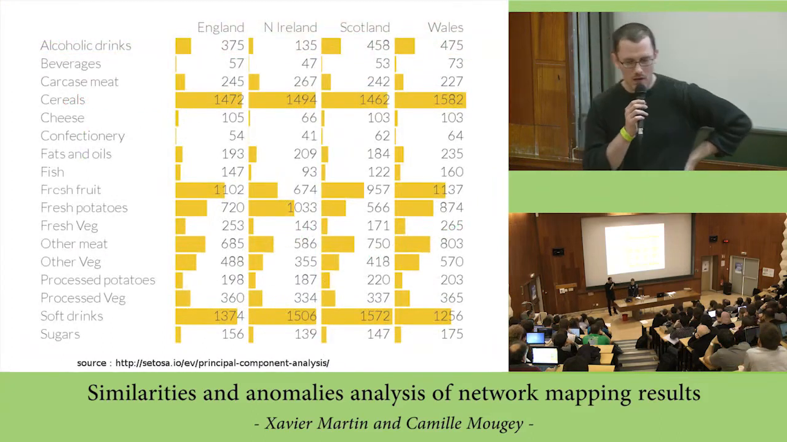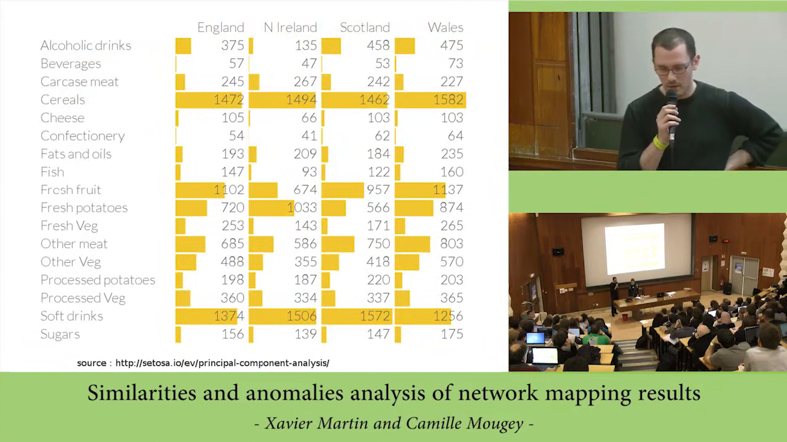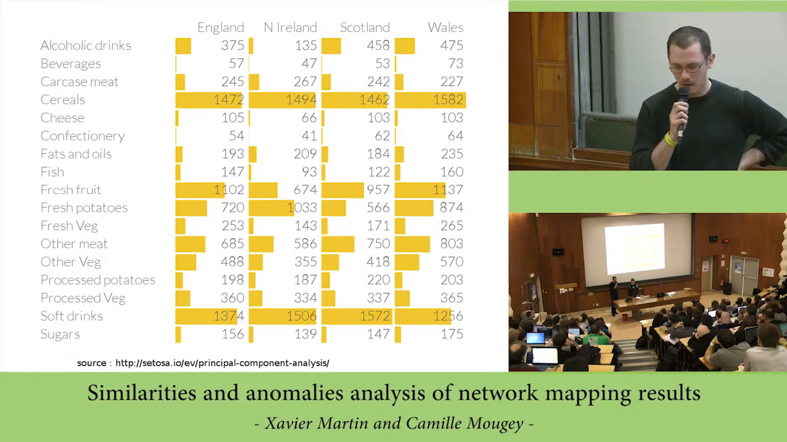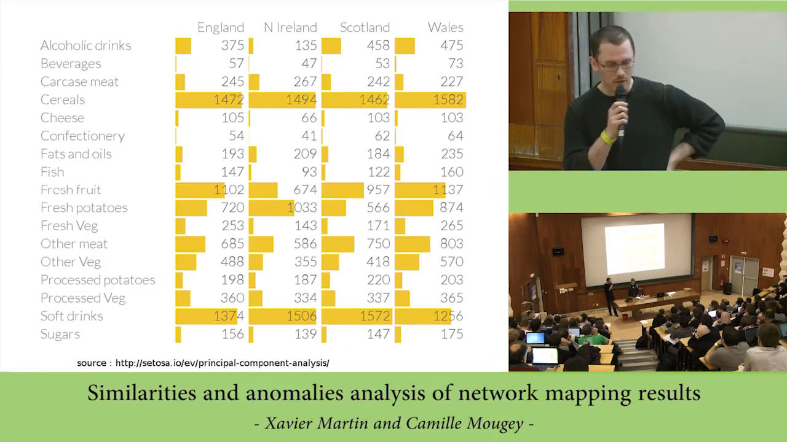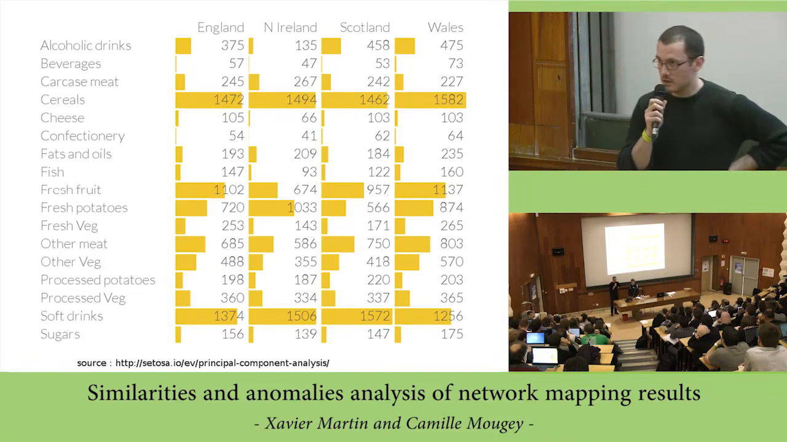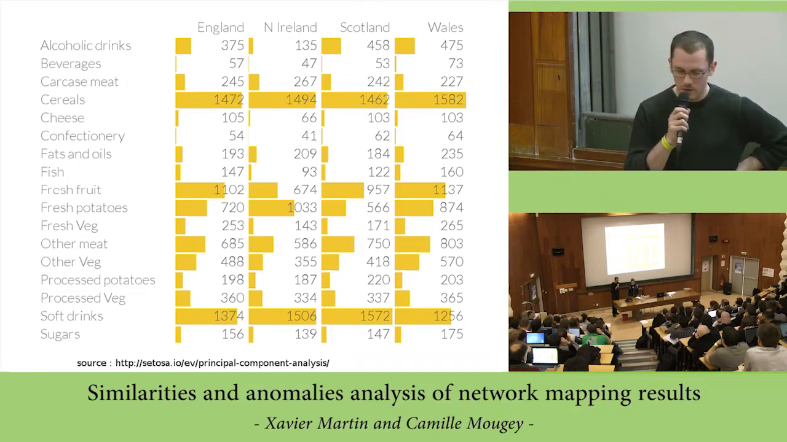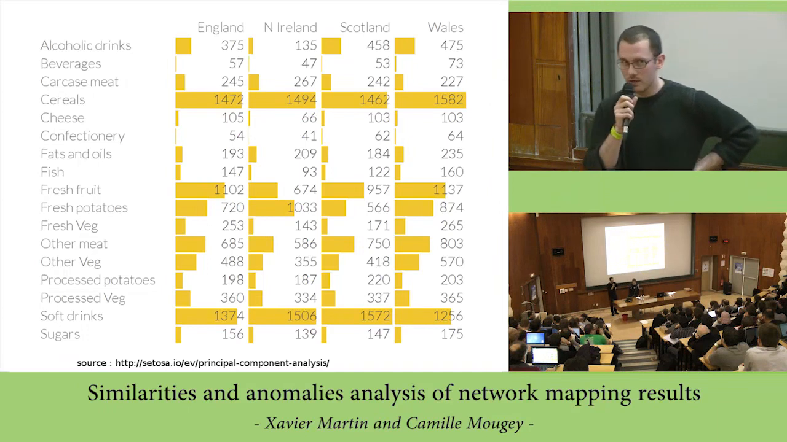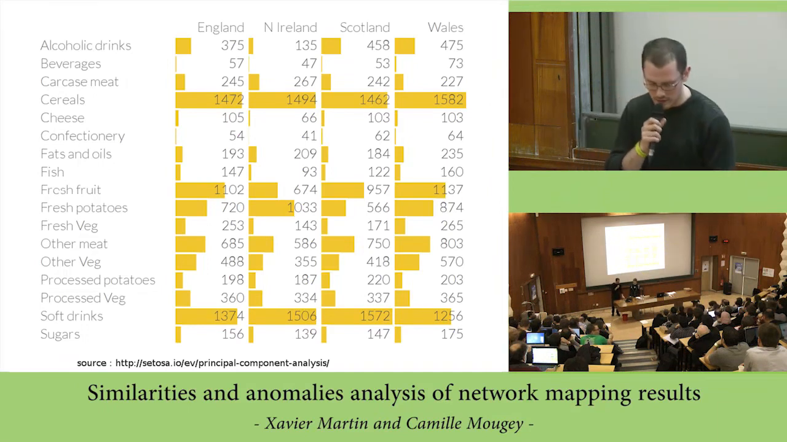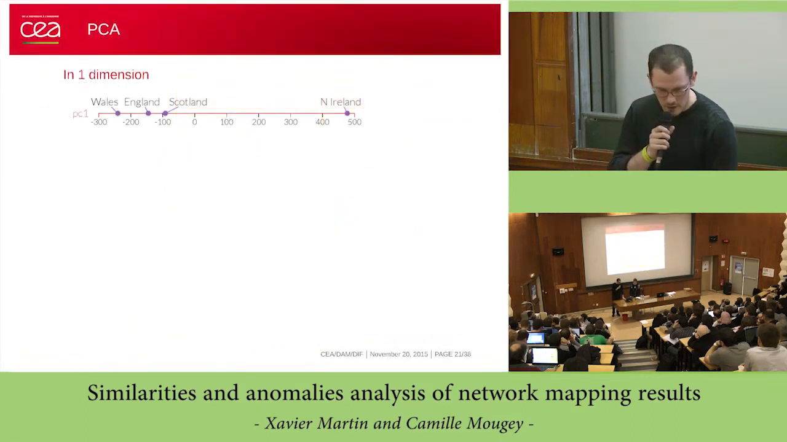So here's an example where it can be useful. This is a study about what people in Great Britain eat and drink, in grams per person per week. You see there are 17 foods or beverages in the chart, so 17 dimensions. You can see all the data are kind of different, but you cannot see a trend, or you cannot see it easily. But if you do the principal component analysis on those 17 dimensions, you get this.